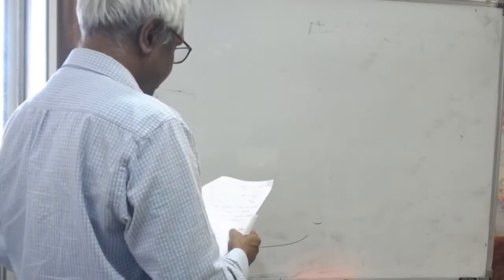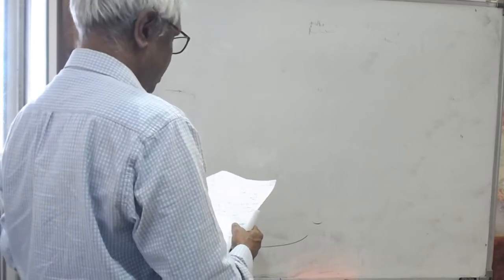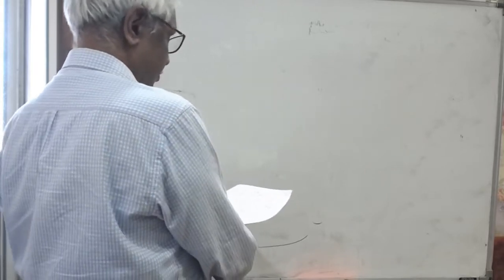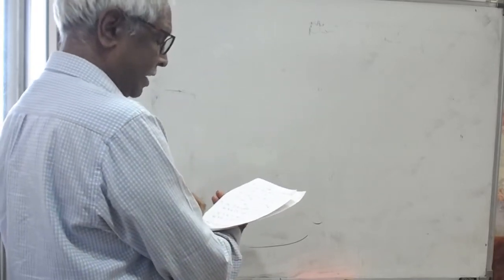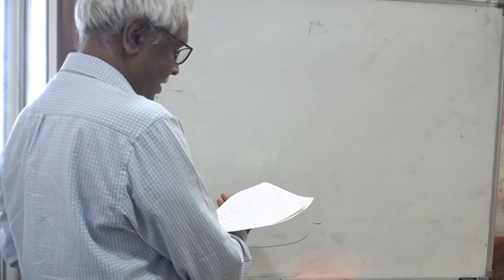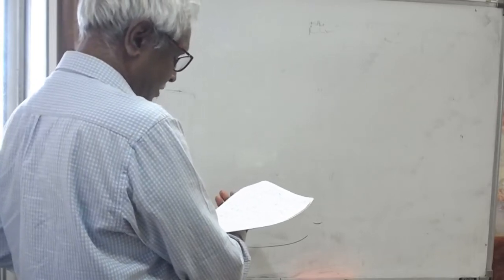Similarly, they can ask you to draw glutamic acid at pH 0, pH 3, pH 6, pH 11. So like that, questions can be asked.